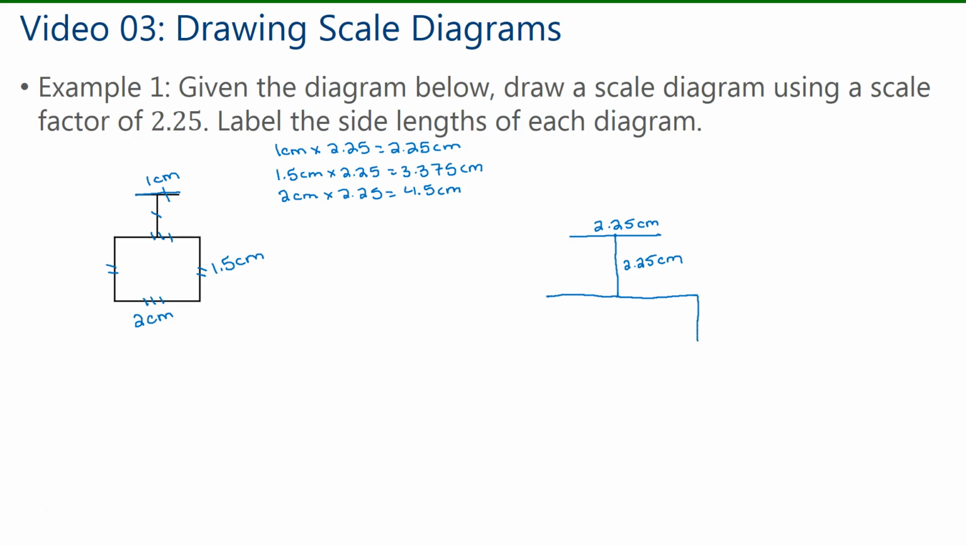Then you go straight down for 3.375 centimeters, which is close to 3.4 on your ruler. And then of course you go straight across for 4.5 centimeters. And then straight up for 3.375. So make sure you use a ruler when you draw your diagram.